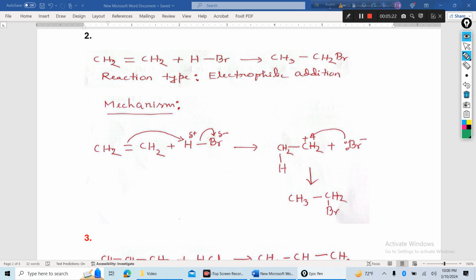You see, electron is going to bromine, bromine becomes delta minus, hydrogen becomes delta plus. Ethene gives its pi bond electron to positive hydrogen, and the positive hydrogen is added to the left-hand carbon, the right carbon becomes positive. So the bromide ion, as it is negative, gives a lone pair electron to the positive carbon to form a carbon-bromine bond, and the product is bromoethane or ethyl bromide.